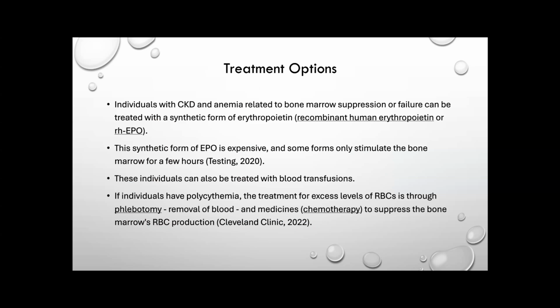Individuals with CKD and anemia-related bone marrow suppression or failure can be treated with a synthetic form of erythropoietin, rhEPO. The synthetic form of EPO is expensive, and some forms only stimulate the bone marrow for a few hours. These individuals can also be treated with blood transfusions. If individuals have polycythemia, the treatment for excess levels of RBCs is through phlebotomy, removal of blood, and medicines, chemotherapy, to suppress the bone marrow's RBC production.